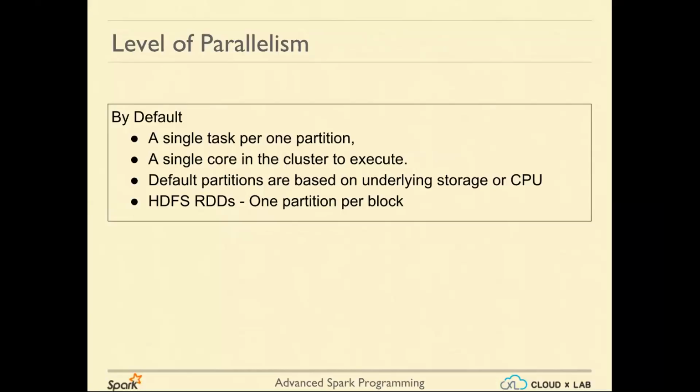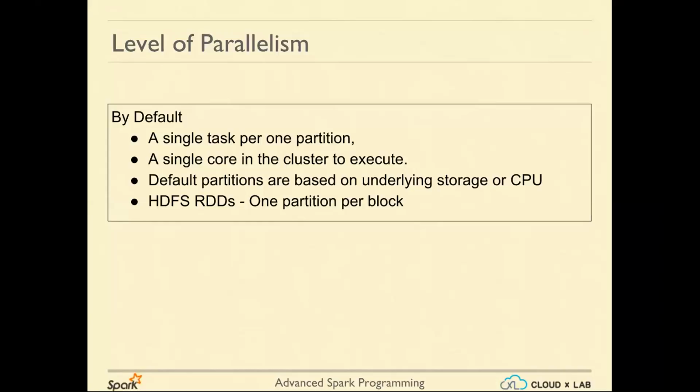By default, there would be one single task per partition. So if you have 20 partitions in your RDD, there will be 20 parallel tasks. A single core in the cluster will be dedicated for one task to execute. Hence, the more partitions you have, the chances of it being more parallel is high.